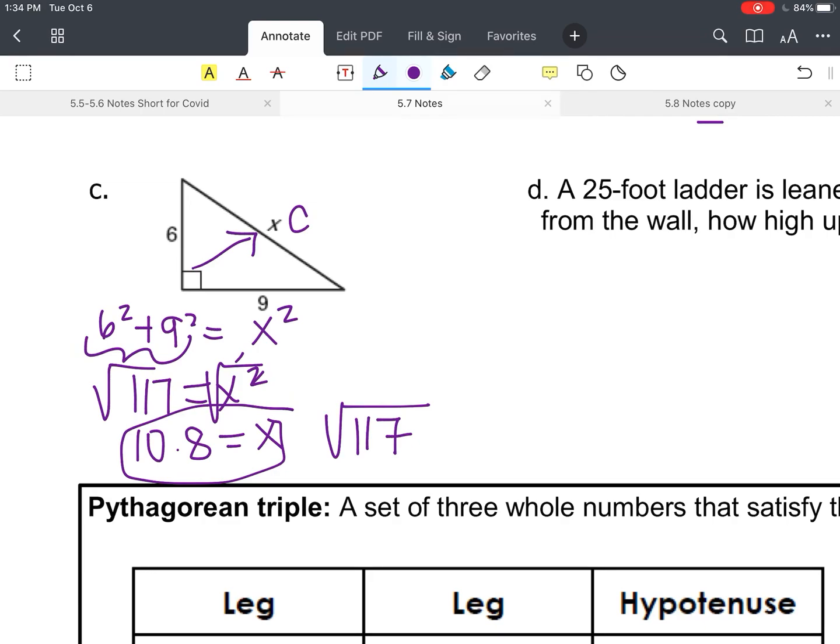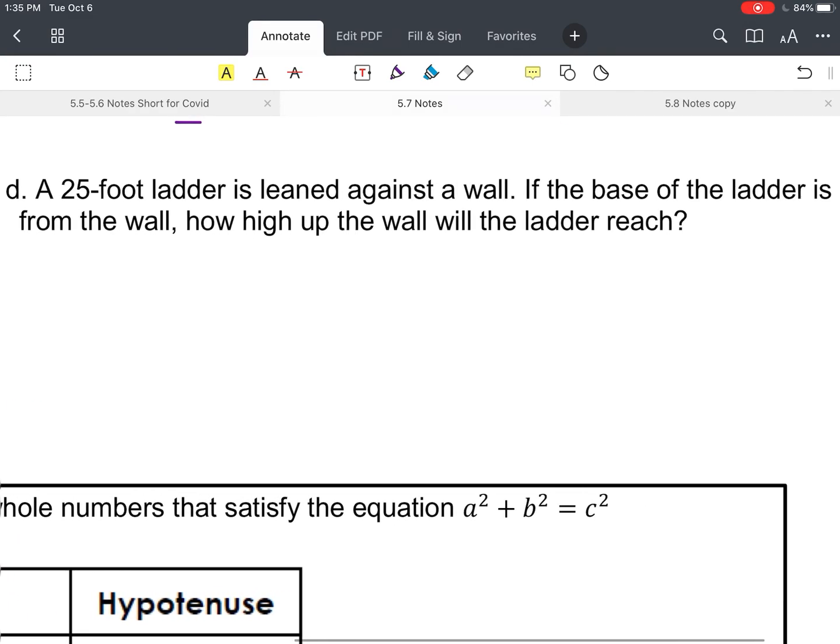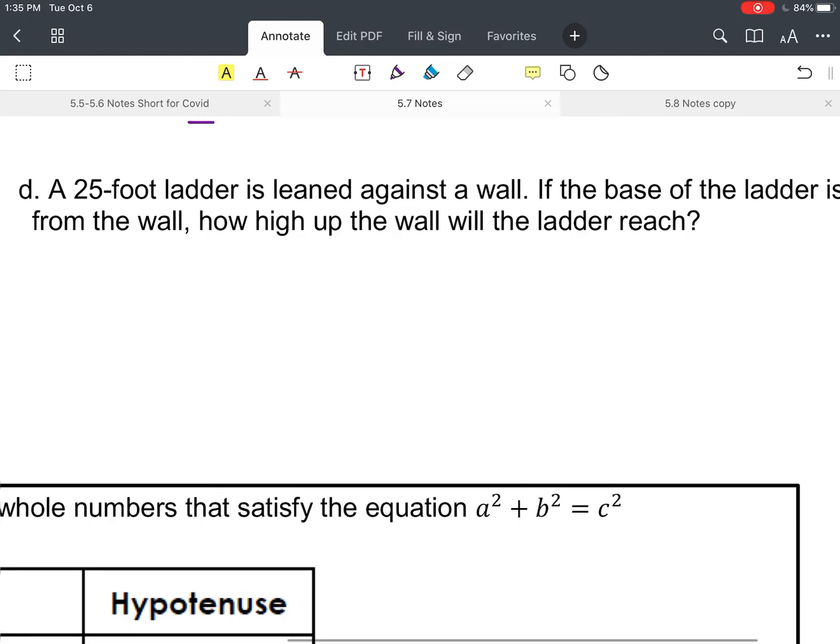You might also see it just written as the square root of 117. It kind of depends on the book or the SAT problem, whatever it might be, but both of them are acceptable answers because the square root of 117 is 10.8, and so it depends whether they want it in decimal form or they say simplified radical form.